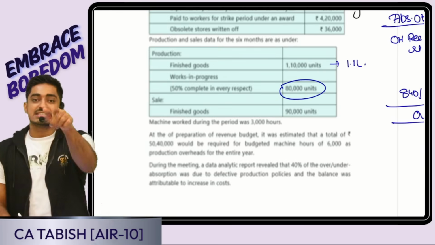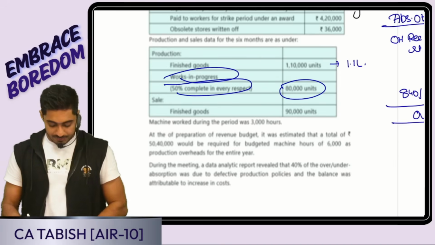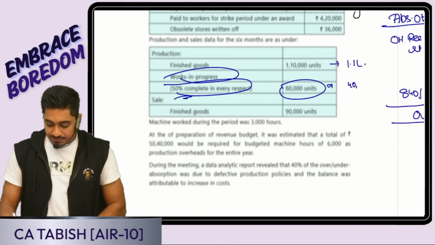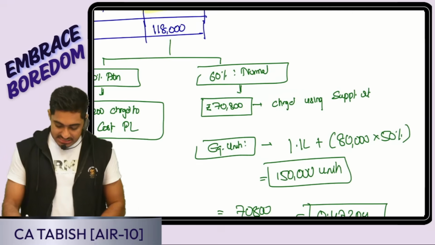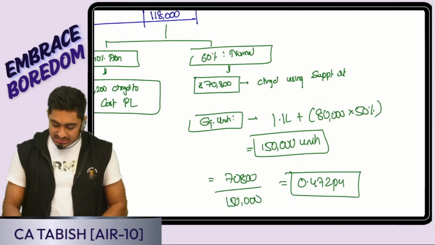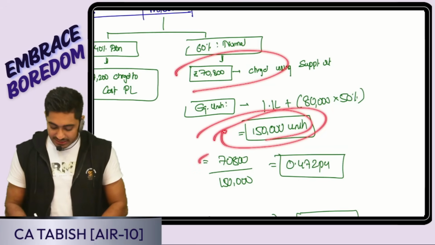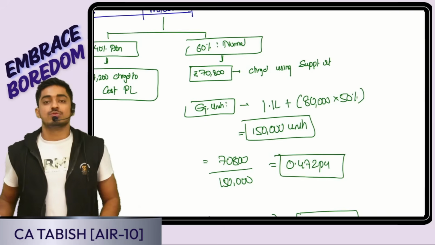80,000 units are lying as closing stock of work in process. But how much percentage of work is done? 50 percent. That means effectively 80,000 into 50 percent, 40,000 units. That means what is my equivalent units? 1,50,000. So I will tell this 70,800 will be charged across 1,50,000 units. That means my supplementary rate is 70,800 divided by 1,50,000, which comes to 0.472 per unit.